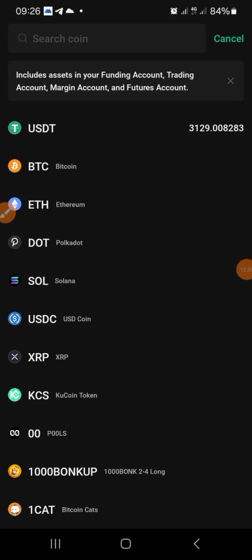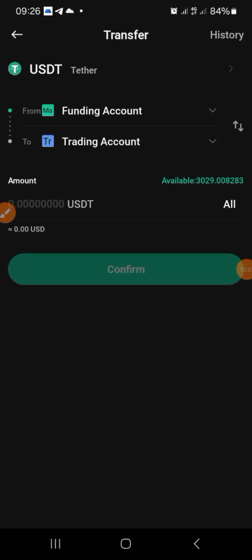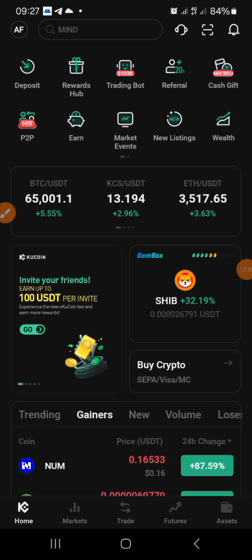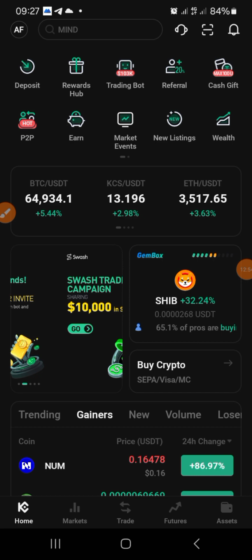I can transfer back from my trading account back to the funding account. You'll be able to use the P2P. Okay, once that is done, let's go back home and check if there is any other thing we need to talk about in the spot.